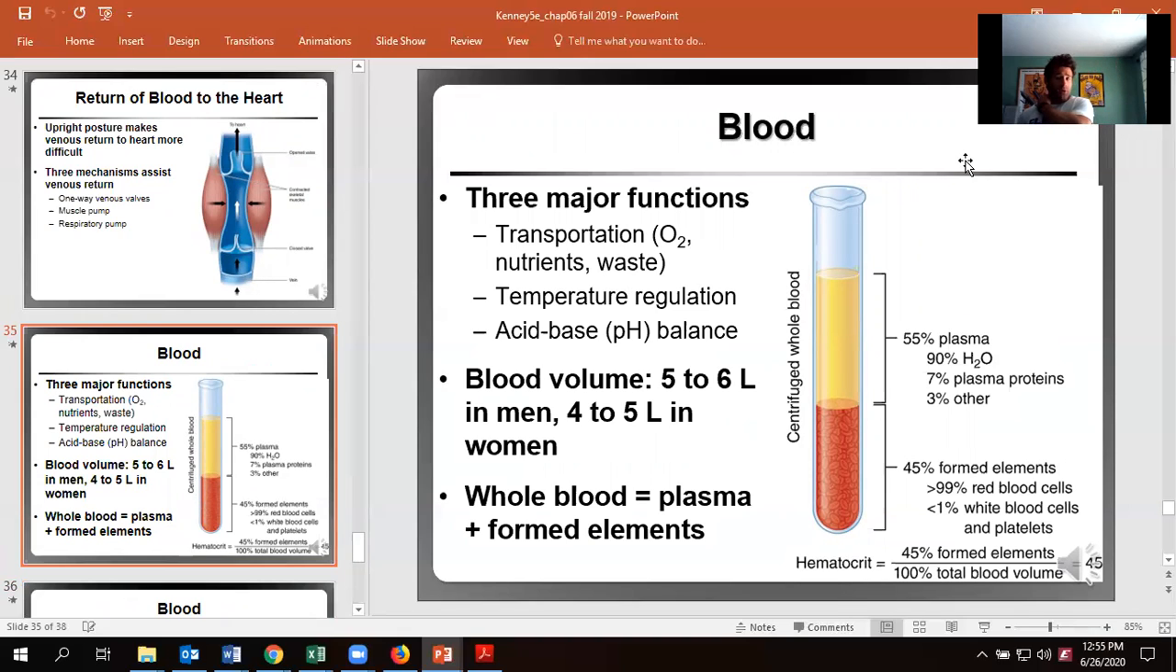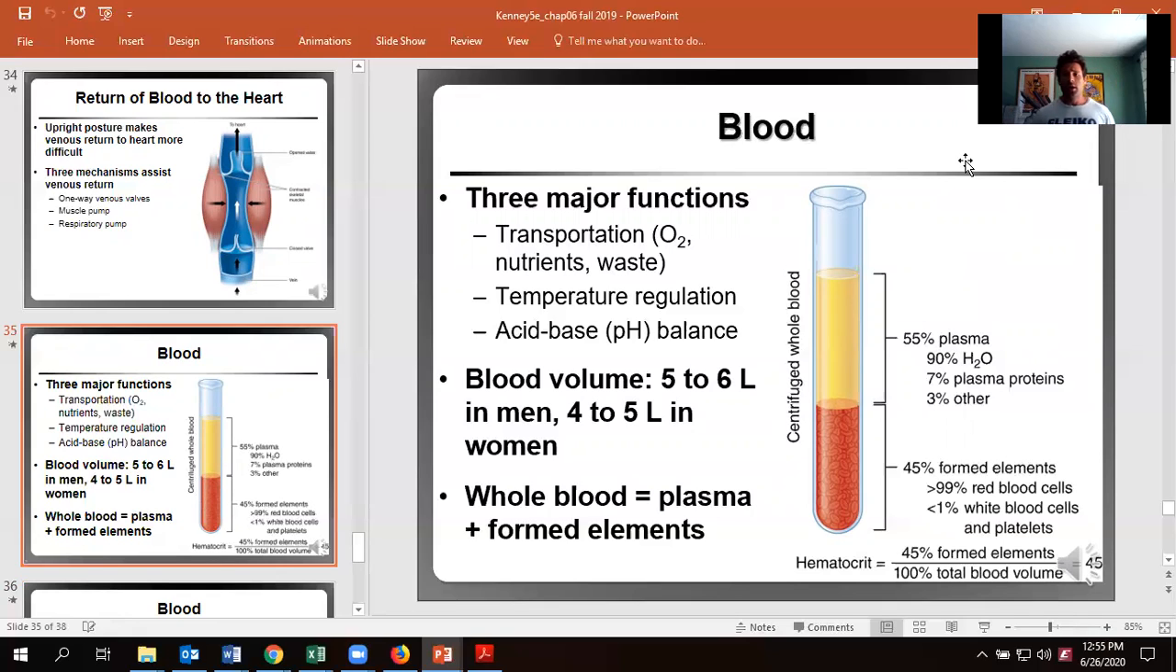Now, blood itself is there to obviously transport both nutrients and waste through the body, to help us regulate temperature, and to help us control our pH levels. You're going to have about anywhere from 4 to 6 liters of blood. It's going to be even more if you're a much bigger human. And about 55% of that is plasma. So that's the fluid component.